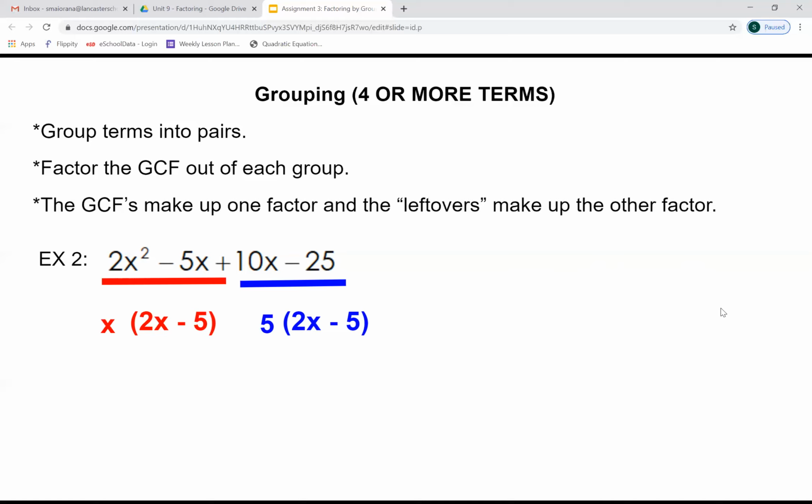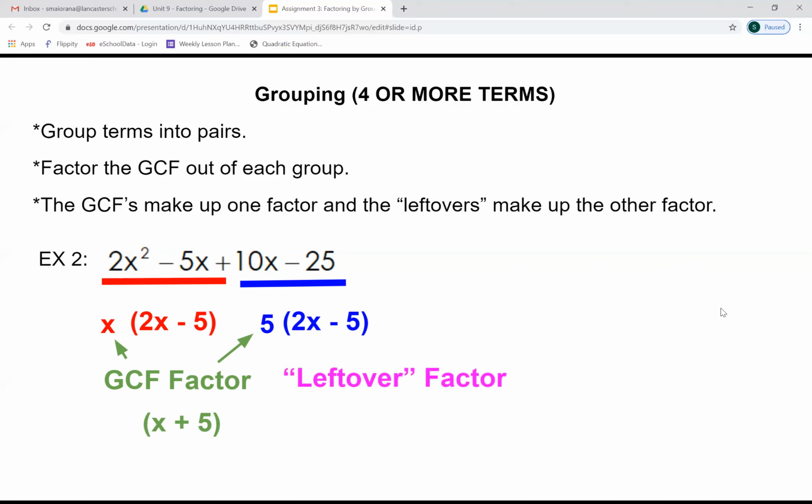So now let's list the factors that we have. The first factor comes from my GCFs. A GCF of x and positive 5 gives me x plus 5 as one of my factors. My leftovers, the 2x minus 5, is the second factor. So there's my final answer of my factored form, x plus 5 and 2x minus 5.